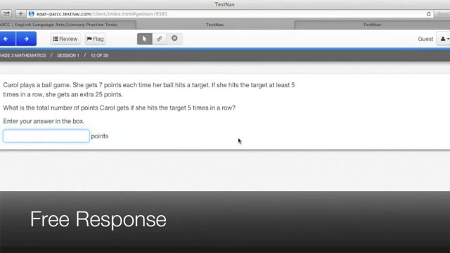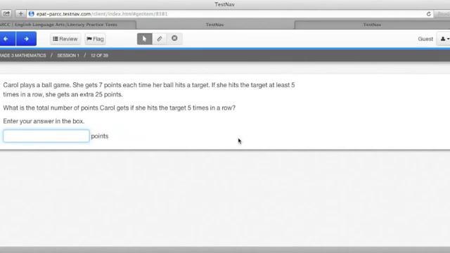Free response questions are those in which you have to come up with the answer by yourself and type it into a box. In this problem, for example, in the grade 3 mathematics test, question number 12, there's a box that you can click in to type your answer.